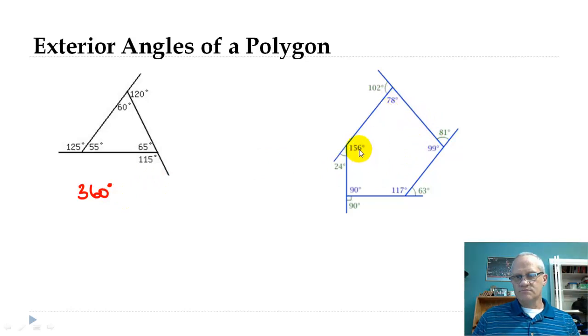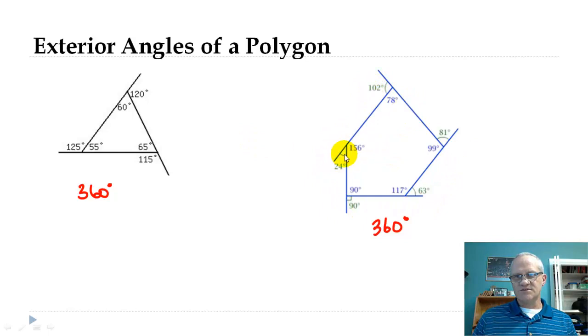Over here, you can check all these numbers again if you want to, but if I add up the exterior angles, 102, 24, 90, 63, and 81, you know what I get? 360 degrees. So you know what the rule is for exterior angles? They always add up to be 360. Isn't that a lot easier than what we just did? They're always 360.